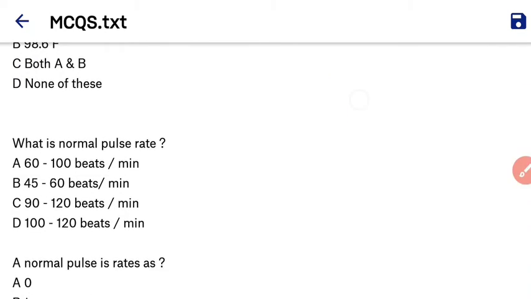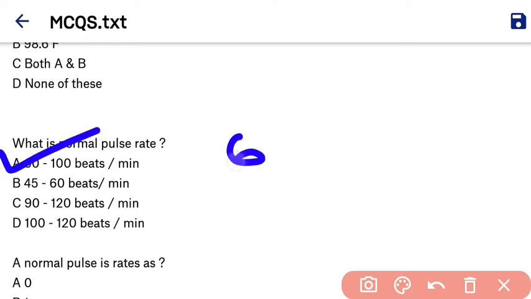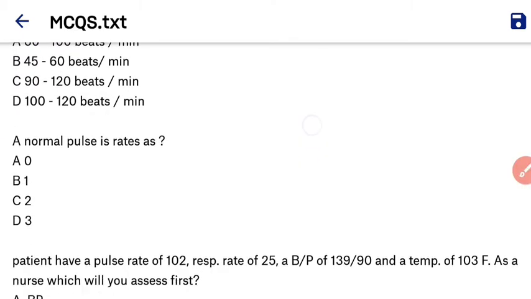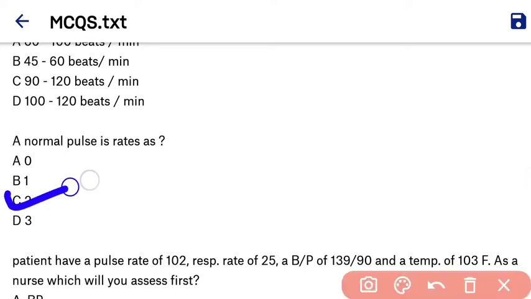Okay, next, what is the normal pulse rate? So here our right answer is about 60 to 100 beats per minute, or we can say 70 beats per minute on average. Okay, next, a normal pulse is rated as. So here, in the previous video we learned about the pulse scale. Okay, so here our right answer is that a normal pulse rate is indicated as a 2.